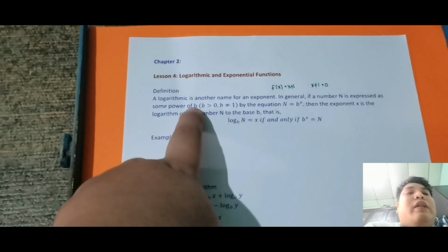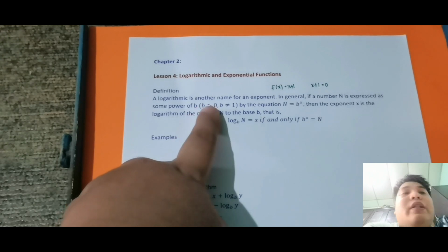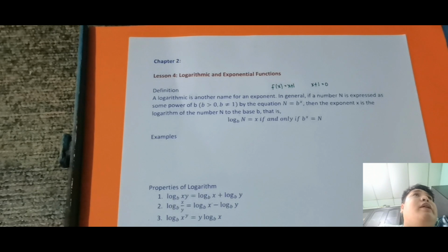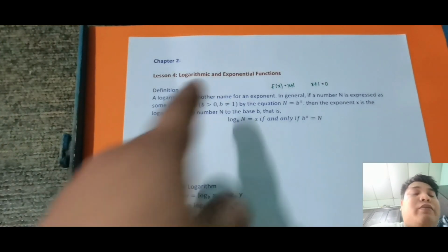And sabi niya is for b greater than 0 and b is not equal to 1. So ano ibig sabihin? B greater than 0 and b is not equal to 1. So pwedeng mga decimal something dun sa greater than 0. So kunyari 0.01, 0.2, 0.3, 0.999 pero bawal yung 1. Tapos, pwede pa rin yung 1.01, 1.02. So, again, yun yung restriction ng b.